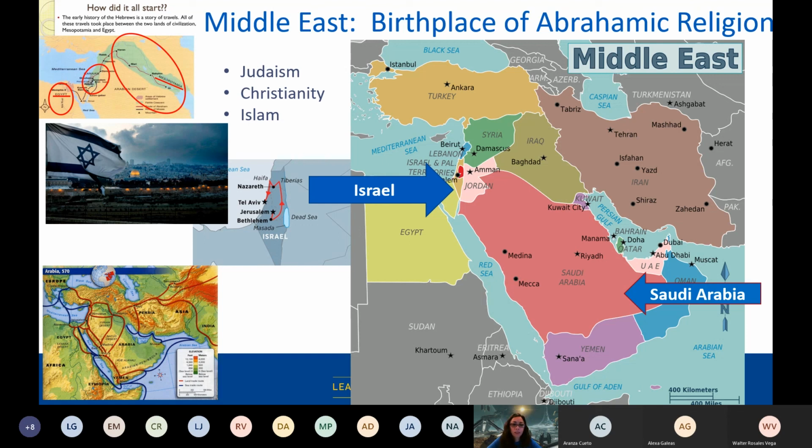Hard to find on a map just because it's tiny. The next big state that we're going to cover is Saudi Arabia. You can see the arrow pointing to it on the map. Saudi Arabia today is famous for being an oil-producing absolute monarchy that is also a theocracy. It's a religious state based on Islam.